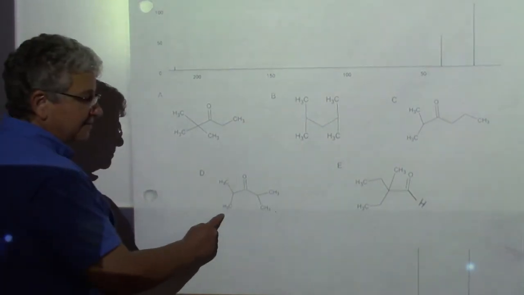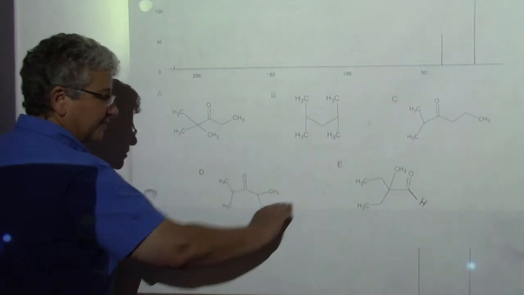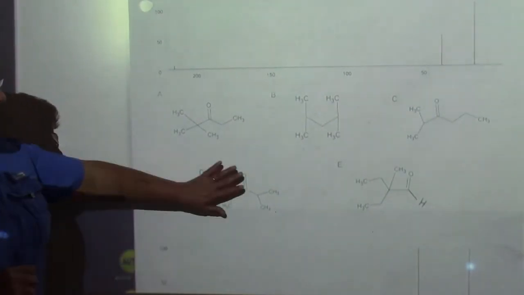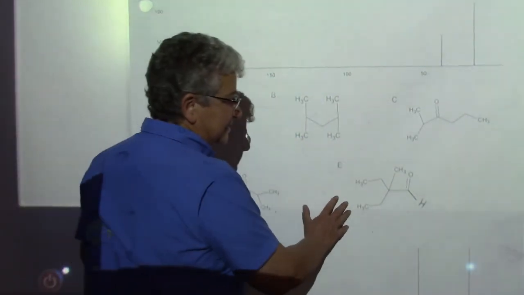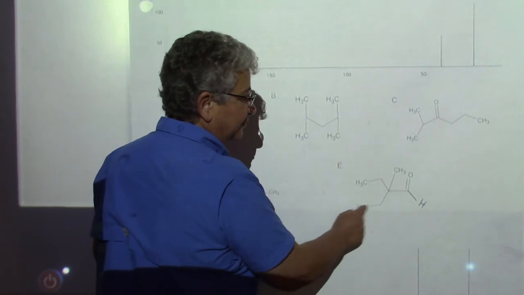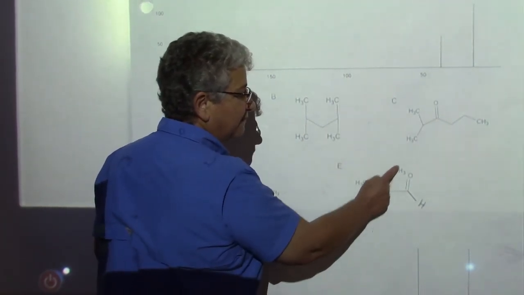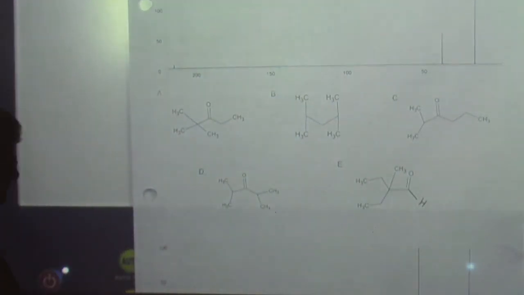In D, plane of symmetry here, symmetry here. I would see 1, 2, 3. Ooh, 3 carbons again for D. And then for E, these two ethyl groups are the same. So 1, 2, 3, 4, 5. So I'd see 5 carbons for that aldehyde. So right now I can cross out A, C, and E.